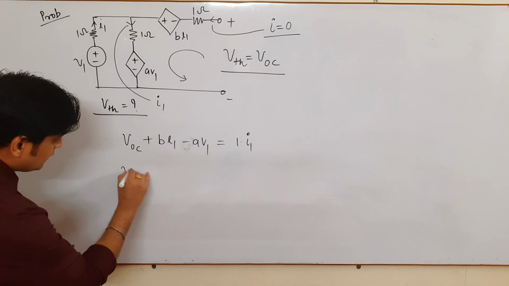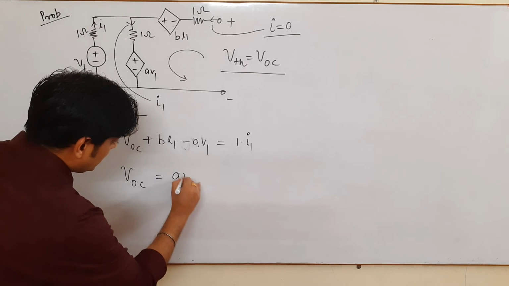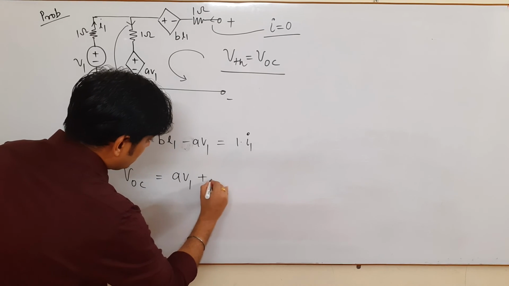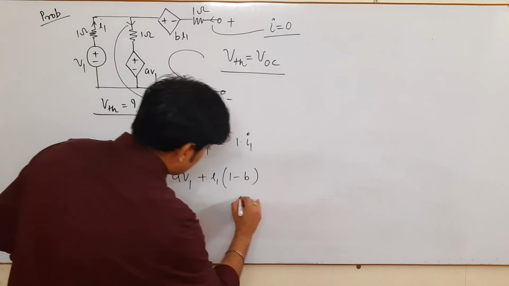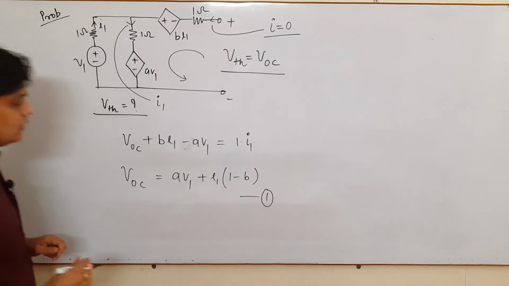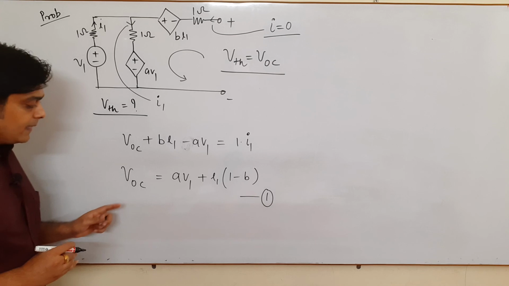So from here you can say the value of VOC comes to be AV1 plus, take I1 as common, that comes to be 1 minus B. So this is the value of your open circuit voltage, that is AV1 plus I1 times (1 minus B).